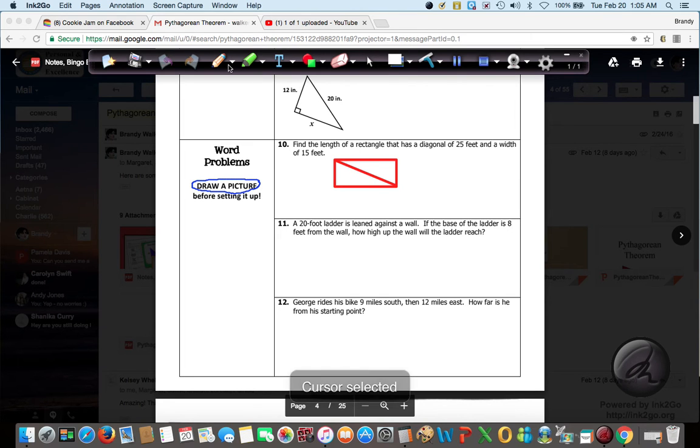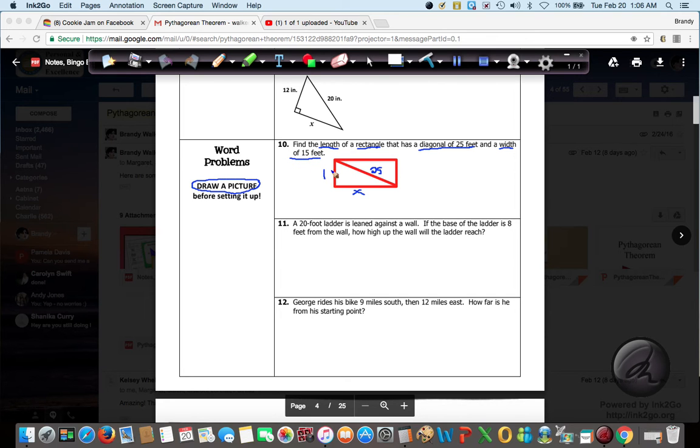Let's go ahead and underline some things. We're looking for the length. We needed to know it was a rectangle, so we drew our rectangle, and we're looking for the length. So there's your X. It has a diagonal of 25 feet, so that means this line that we just drew, that's going to be your 25 feet. So we're going to write a 25 right there. And it has a width of 15 feet.